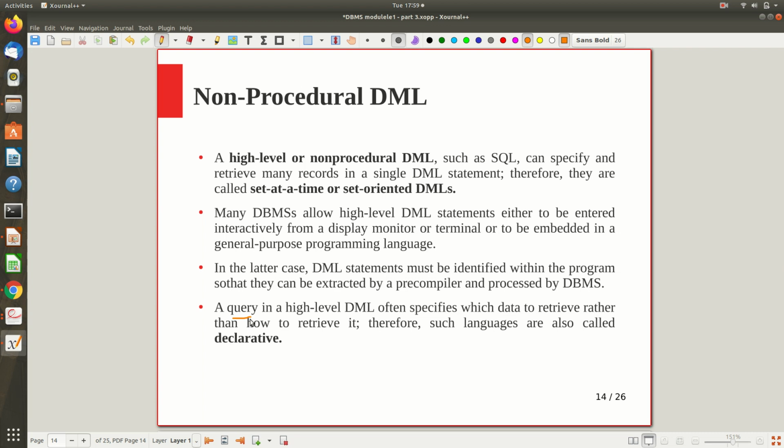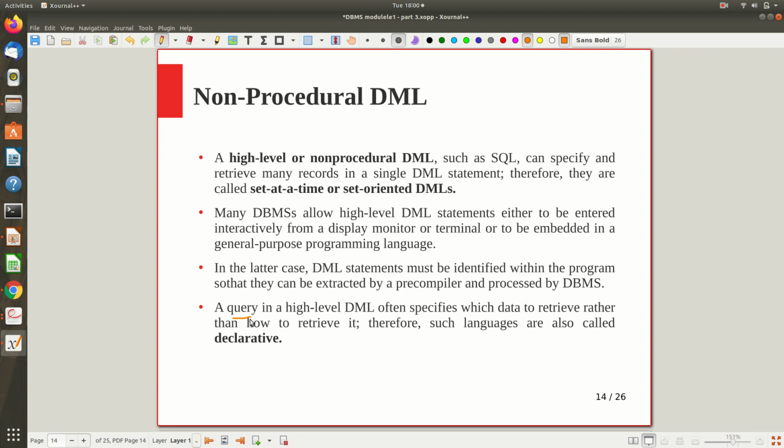If you are looking at a high level data manipulation language, a typical query often specifies which data to retrieve rather than how to retrieve the data. So they are also called declarative. Programming languages also have this kind of classification: imperative and declarative. Declarative programming languages are typically non-procedural in nature, but we are familiar with the imperative category, which is procedural. Whether C or Java, they are all procedural in nature.